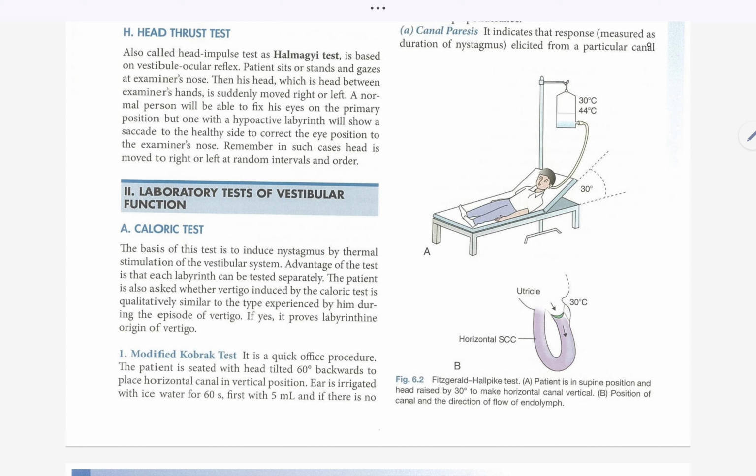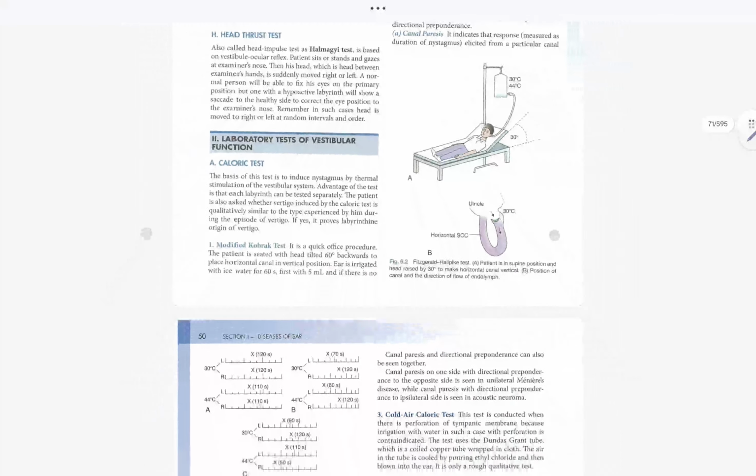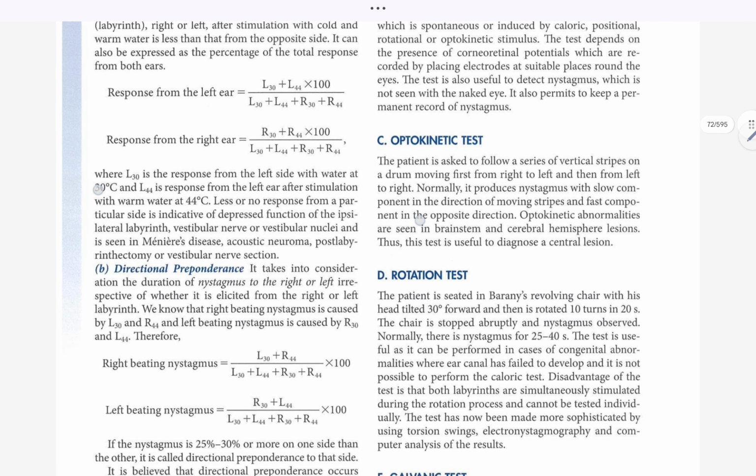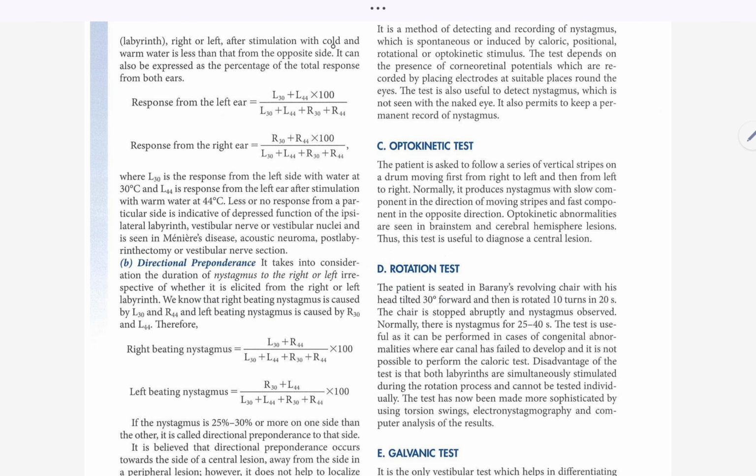Canal paresis indicates the response measured as duration of nystagmus elicited from a particular canal, labyrinth, right or left, after stimulation with cold and warm water is less than that from the opposite side. It can be expressed as the percentage of total response from both ears. Response from left ear is equal to L30 plus L44 into 100 divided by L30 plus L44 plus R30 plus R44. Response from right ear is equal to R30 plus R44 into 100 divided by L30 plus L44 plus R30 plus R44.